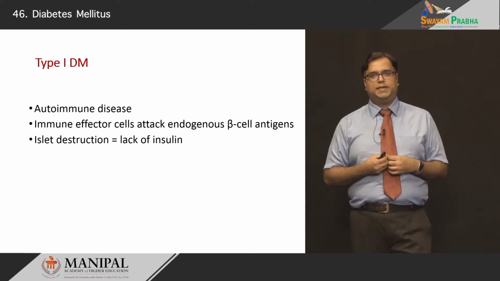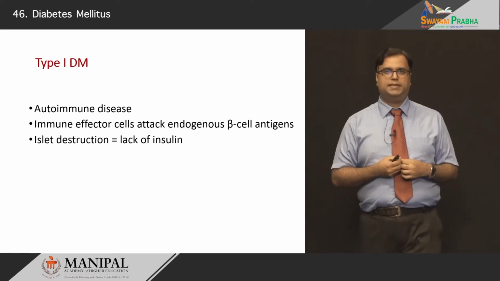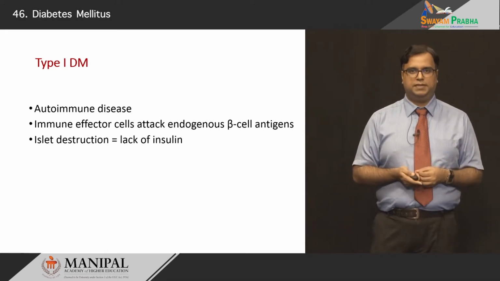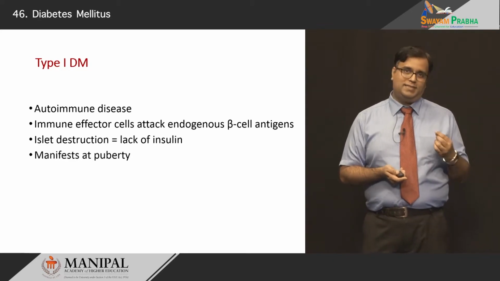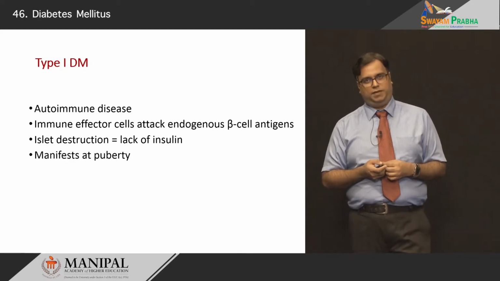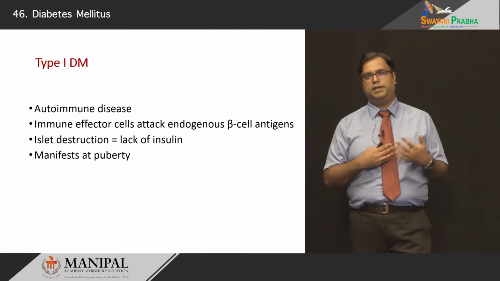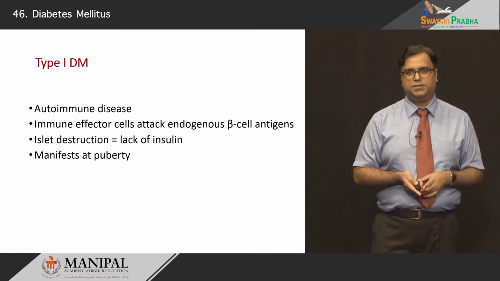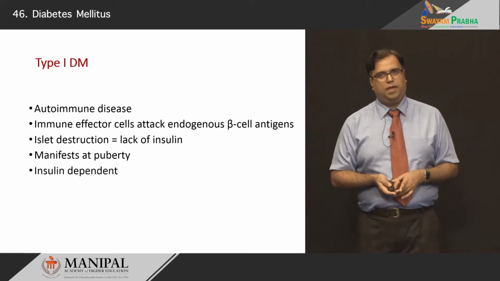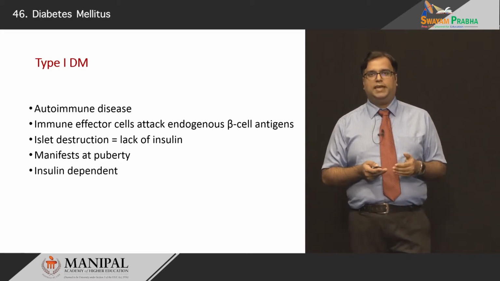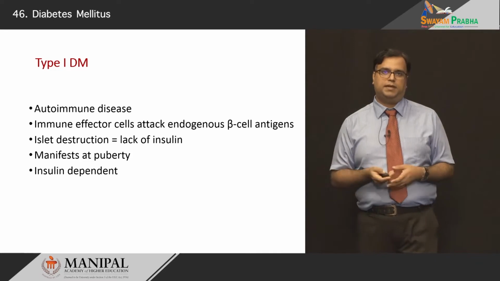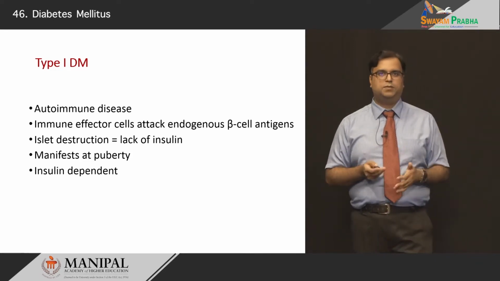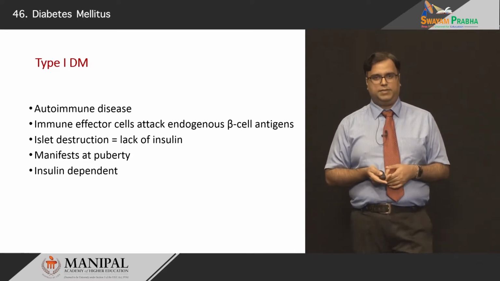The net result, as we understand, is complete destruction of the beta cells. So, absolutely there is no insulin there, and this is a disease which you tend to see around puberty. When the child is in school, they will complain of weakness and weight loss, and on blood tests are generally diagnosed as diabetic. So it starts at around puberty. The earlier terminology, IDDM, insulin dependent diabetes mellitus, holds true because these patients absolutely require injectable insulin.